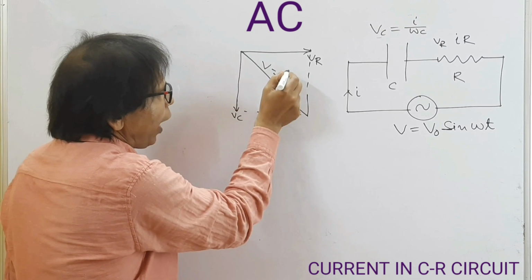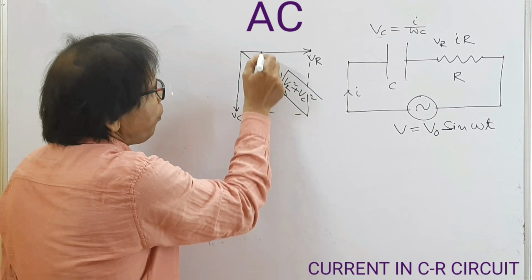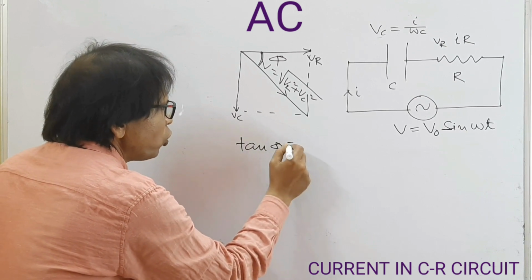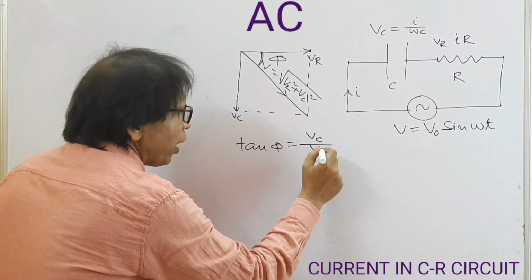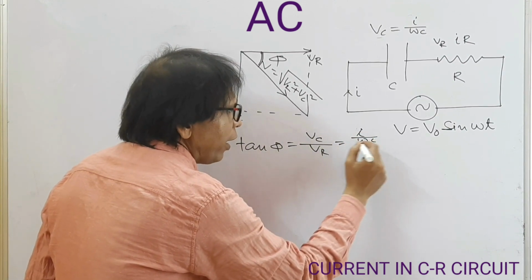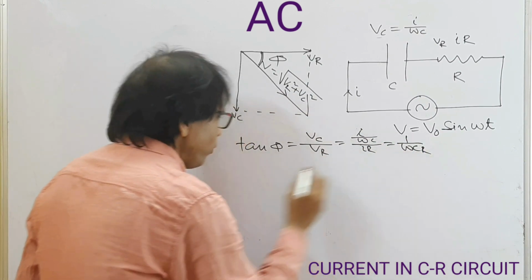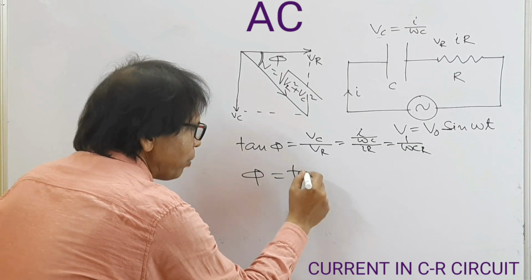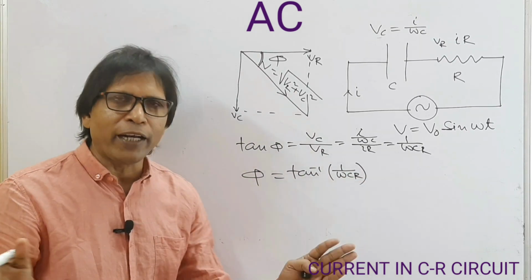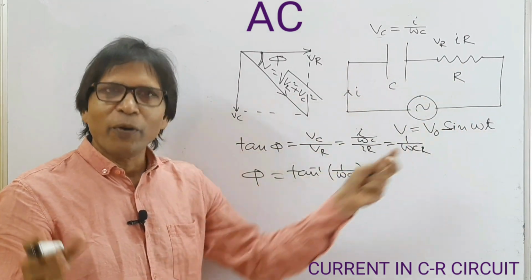Now V equals under root of VR square plus VC square. If phi be the phase difference, then tan phi equals VC by VR. Now what is VC? VC equals I by omega C and this is IR. So this is 1 by omega CR. Therefore phi equals tan inverse of 1 by omega CR, which is the phase difference between current in the RC series circuit and voltage.